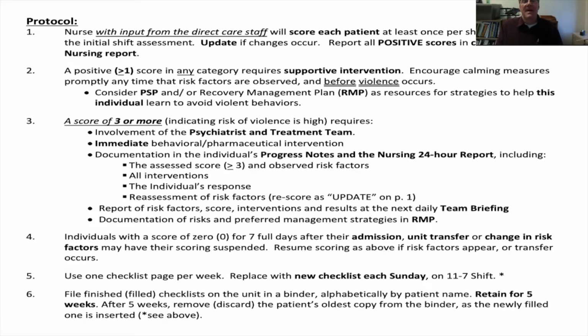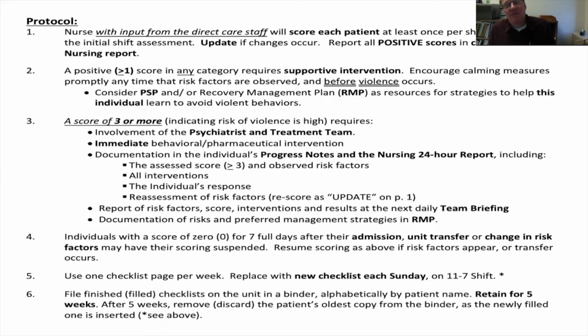As to documentation, this will be done in the individual's progress note and on the nursing 24-hour report, including the assessed score of greater than 3 and observed risk factors, all interventions, the individual's response, and a reassessment of the risk factors. In other words, the update, which we discussed earlier. So what's really important is during the team briefing is that we're collecting information about what are the risk factors for this person, what are they scoring, what are interventions, and what are the results of those interventions, which can be really helpful going forward. All right, then the last piece of that is a documentation of the risk and preferred management strategies in the RMP.